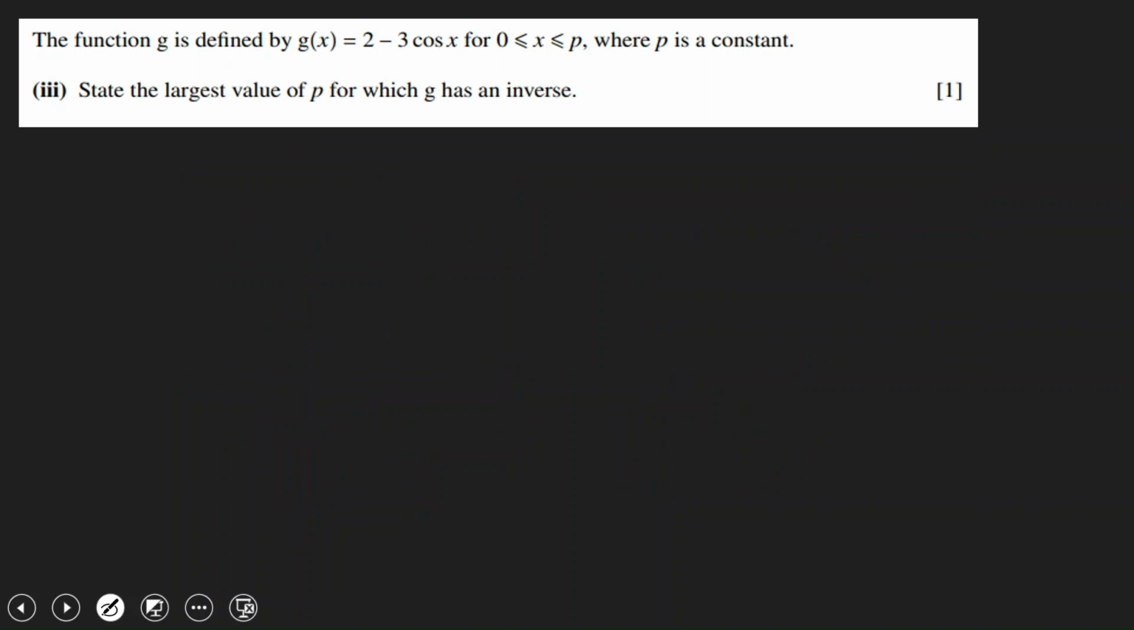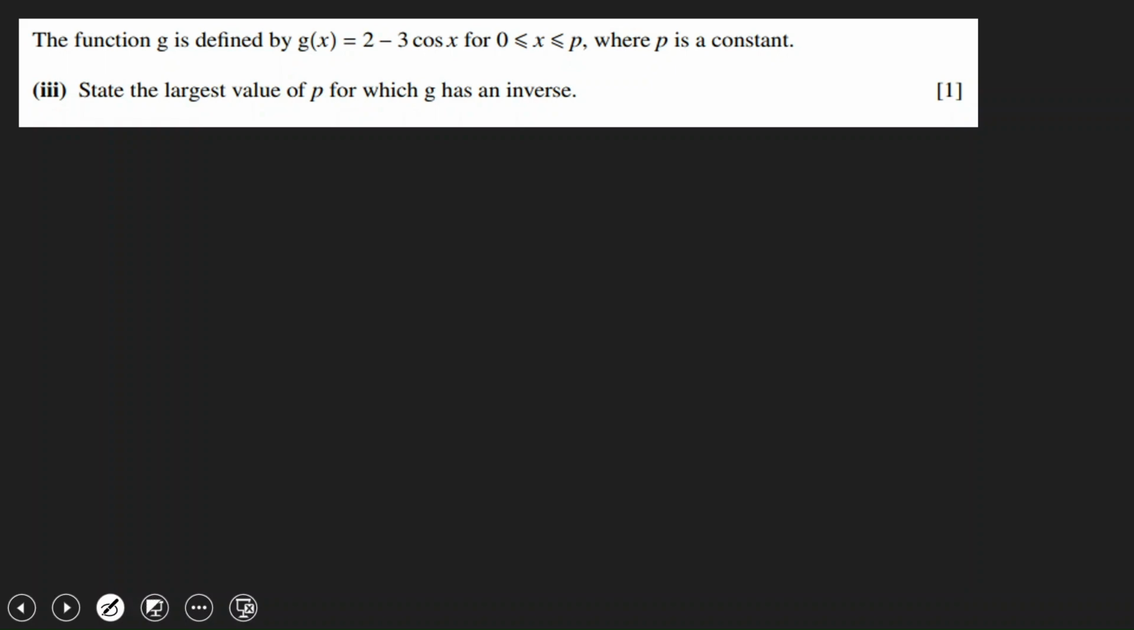Now, the function g is defined as g(x) = 2 − 3 cos x for 0 ≤ x ≤ p, where p is a constant. State the largest value of p for which g has an inverse.